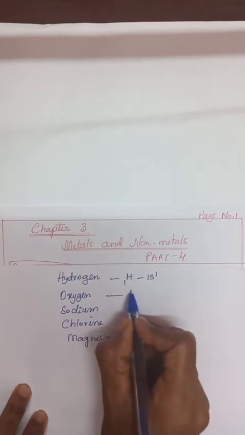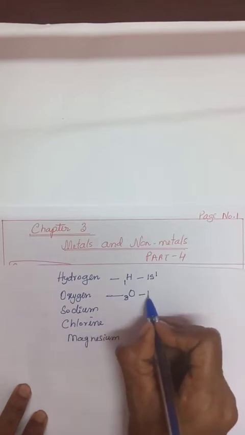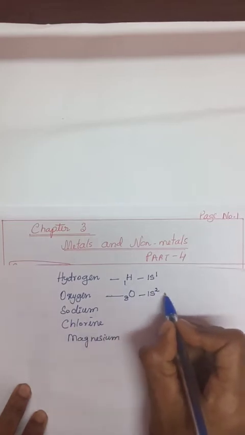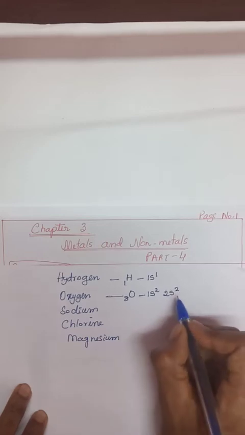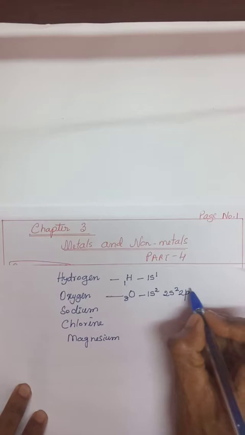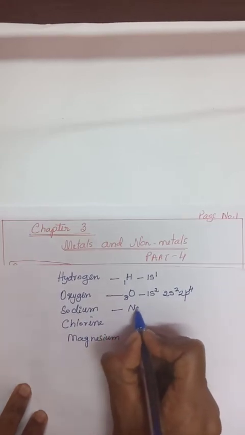Oxygen, its symbol is O. Atomic number is 8. Electronic configuration is 1s2, first shell. After filling the first shell, electrons go to the second shell, 2s2, 2p4.